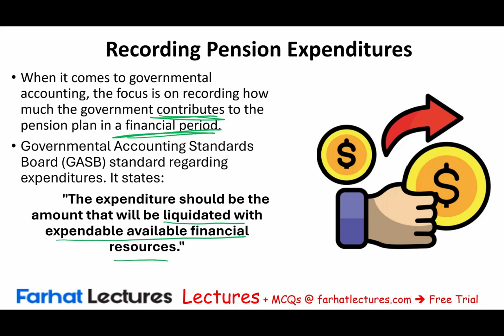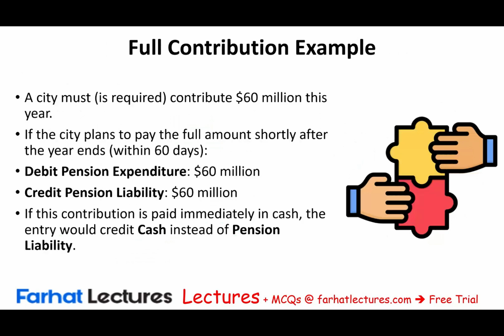Well, the best way is to look at an example, and let's first look at a full contribution example. A city must contribute 60 million this year. It is required, must. If the city plans to pay the full 60 million shortly after year end, within 60 days, they will debit pension expenditure and credit liability. That's it. We have an expenditure and we have a liability because they paid within 60 days. If the contribution is paid immediately, we will credit cash. It's as simple as that.